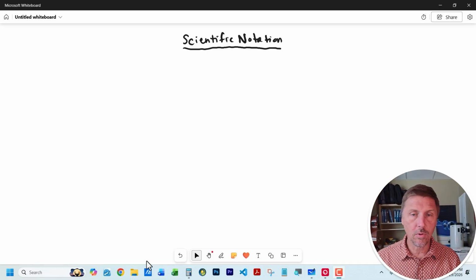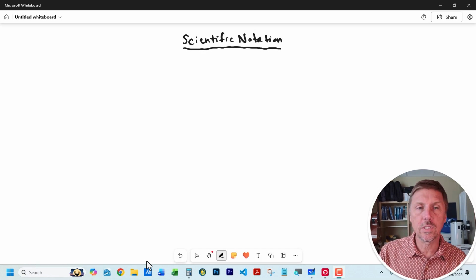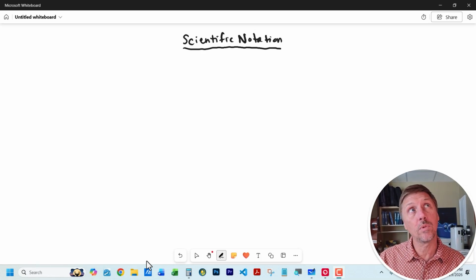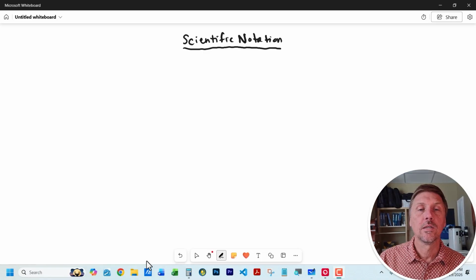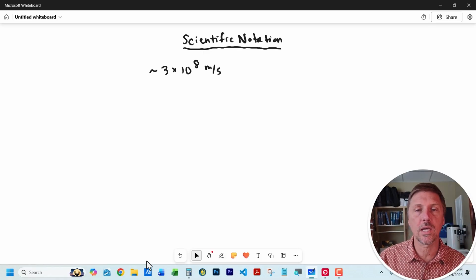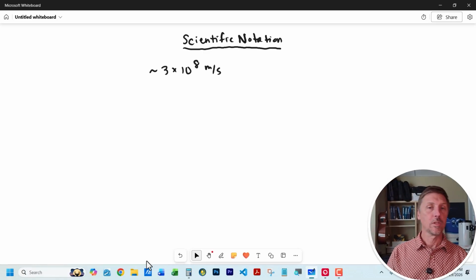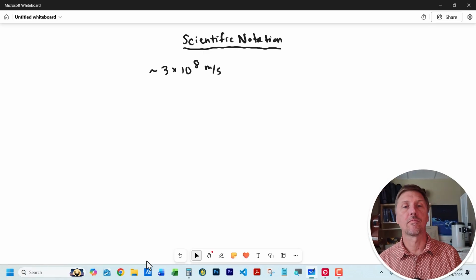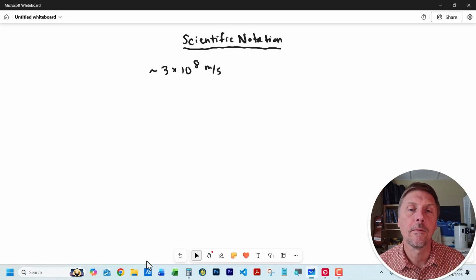And as an example, we just want to start off with using a value that we actually use in chemistry some, but it's the speed of light. Now, the speed of light is roughly, approximately 3 times 10 to the 8th meters per second. All right, so that's what scientific notation looks like. You should remember that from Algebra 1. You should have used it in there.